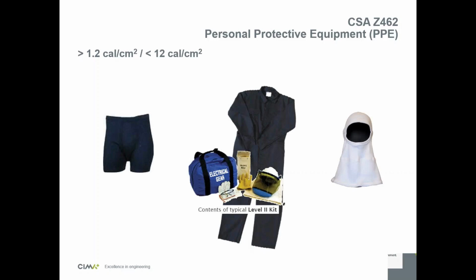Then between 1.2 and 12 cals, you can buy a kit that contains a coverall, which is rated for 12 cals. Then you need rubber insulated gloves. You need leather gloves above them. You need a balaclava that covers the neck and the face except the eyes. And then you need a helmet with a face shield on. All the equipment has to be rated for 12 cals.